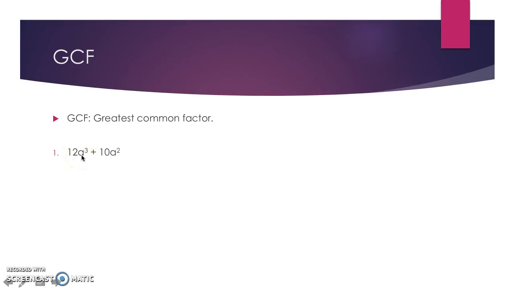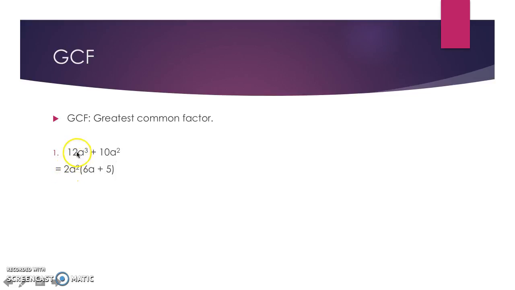Next, we look at the variable. So we have an a cubed here and an a squared here. So a goes into both of those. So we're looking for the minimum number that a goes into both of them, which is a squared. So we're going to factor out a 2a squared.